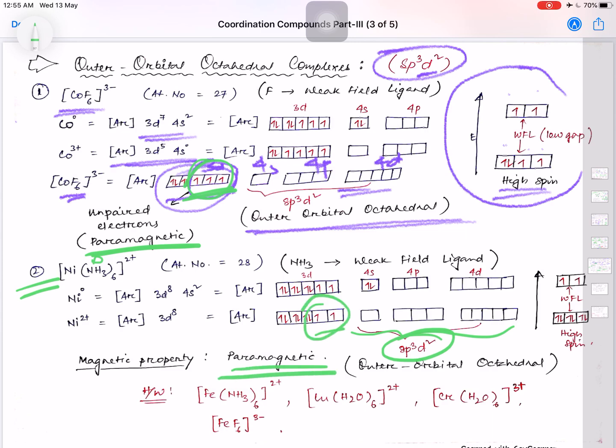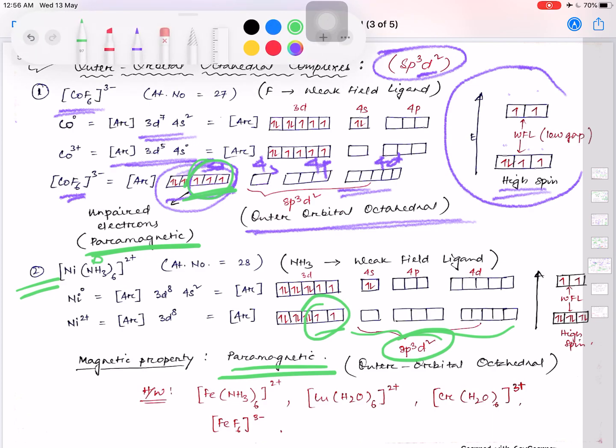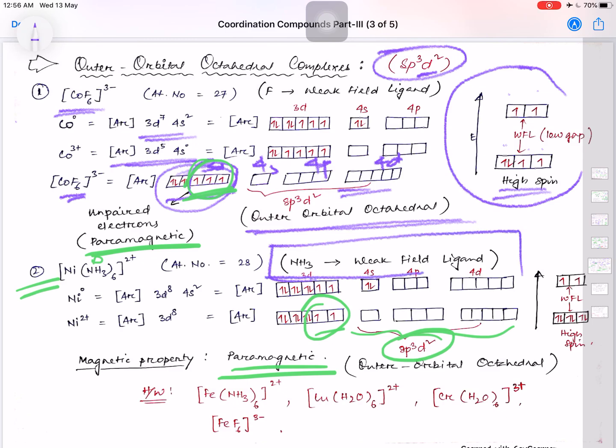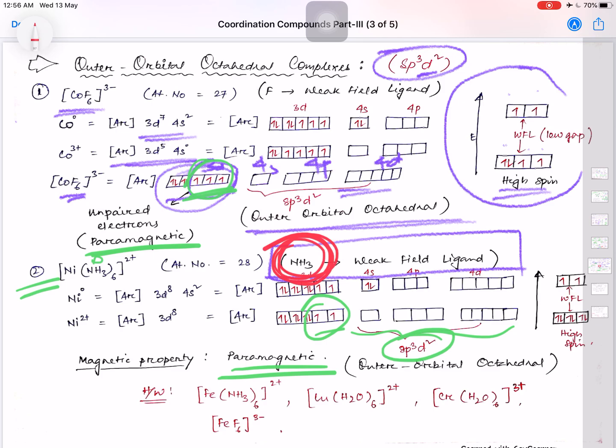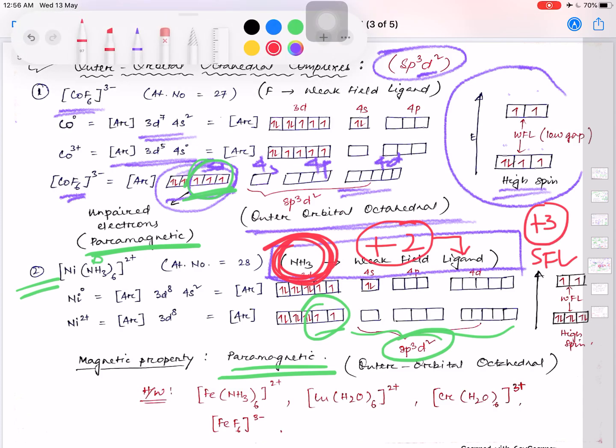One thing you remember, this NH3 is also called a notorious ligand. Notorious ligand means it sometimes acts as a weak field ligand and sometimes as a strong field ligand. Now how will we know when NH3 will act as a strong field and when as a weak field ligand? If NH3 is present in a compound where the metal is in +2 oxidation state, then it will act as a weak field ligand. And if NH3 is present in +3 oxidation state, then it will act as a strong field ligand. This thing you should remember.